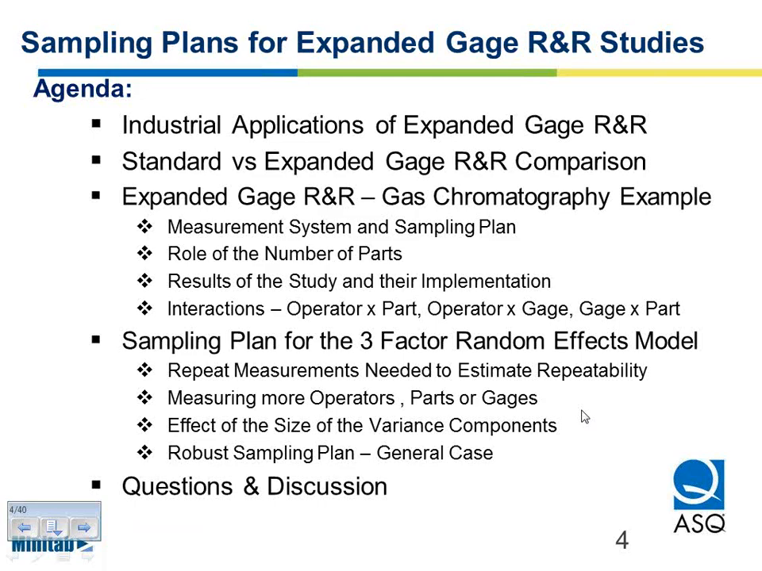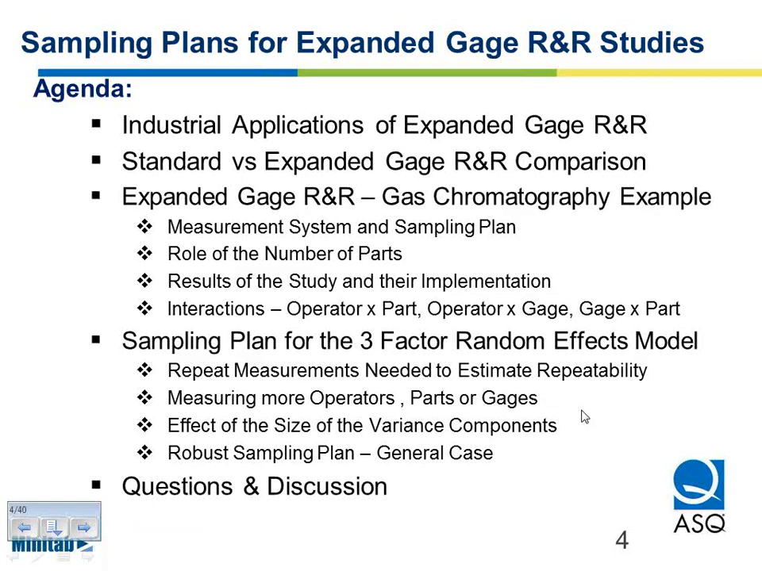That would be somewhat effective, that would work, but it would be far from being the most efficient study that you can put together. So what we'll do is talk about how many repeat measurements you need to estimate the repeatability of the gauge. We'll talk about the impact of the number of operators you choose to study, the number of parts, or the number of gauges you choose to study in your sampling plan, and what impact that will have on your final results and the precision of those final results.